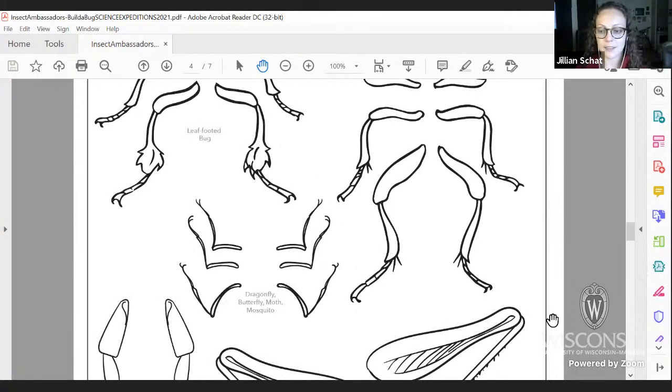Hey, Jillian, we have a question about the hairs on the antennae. Oh, yeah. The question is, does the number of hairs on the antennae relate to anything in particular? Sure. Yeah, that's a good question.